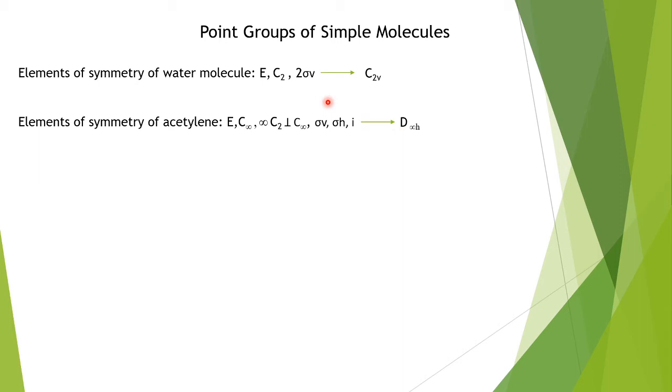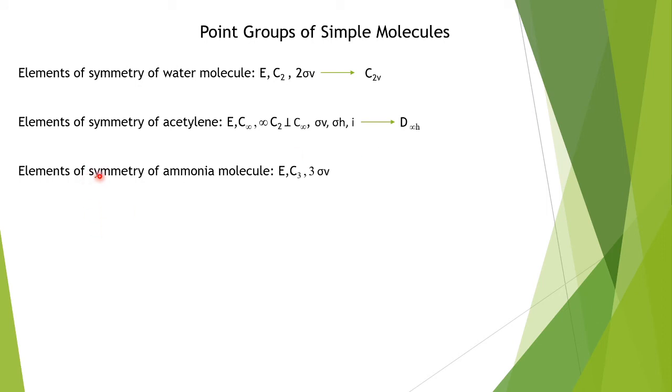I forgot to tell you one thing. The point groups are denoted by Schoenflies symbols. Schoenflies symbols. Okay. So here we have D infinity H.